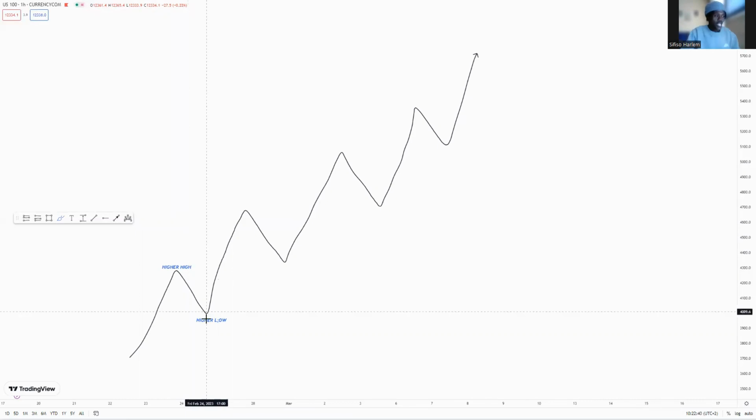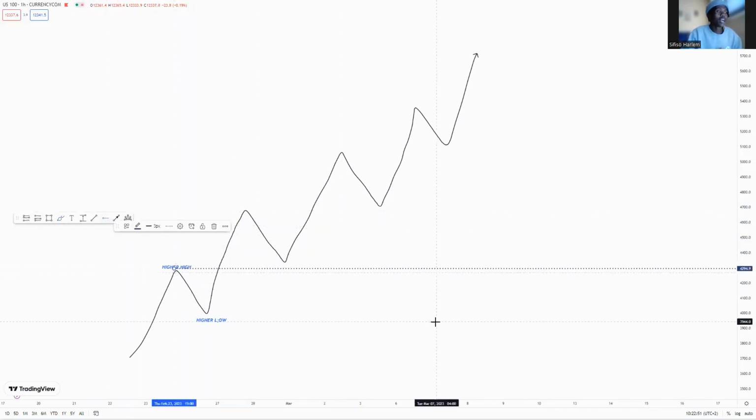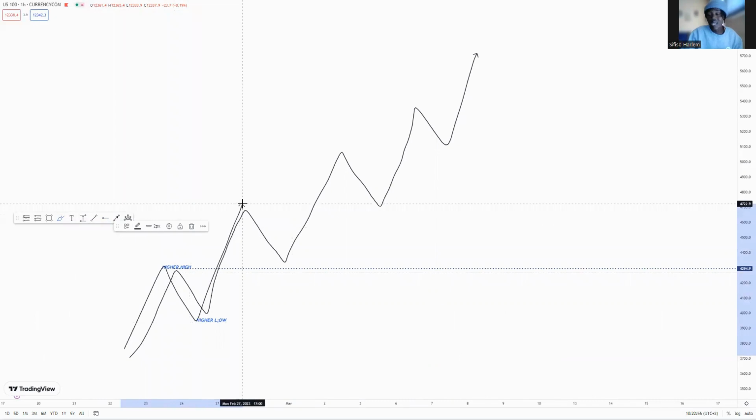That's when you can take continuation trades to the upside, anticipating that price will give you a new higher high. At the same time, this is simply trading breakout and retest, because from a higher high, we have a higher low. Price continues to the upside, breaking the previous high. You simply need to wait for a retest of the previous high, in anticipation of a continuation to the upside.